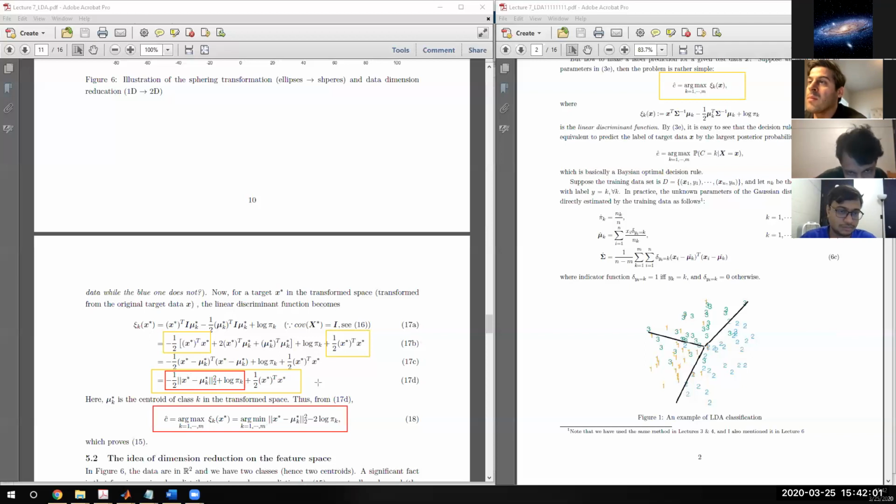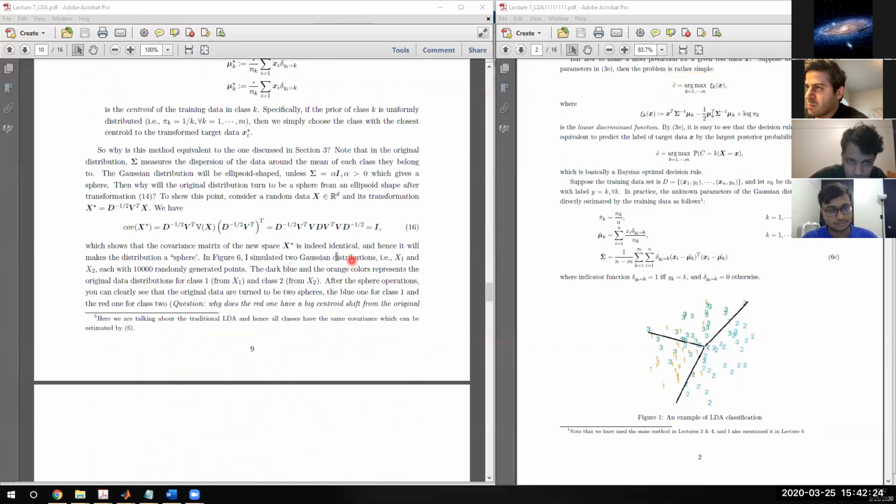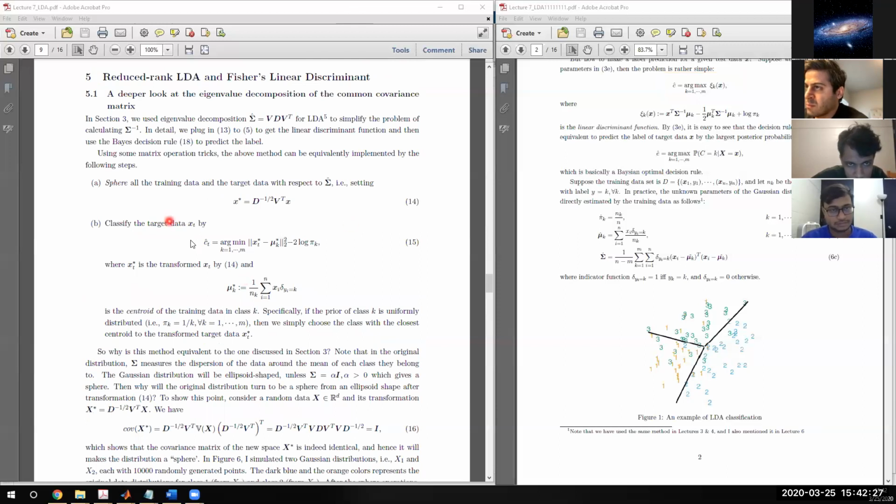See it? That's the reason why I claim maximizing the linear discriminant function under the transformed space is equivalent to minimizing this, because here I take the negative half out, so it becomes this minus 2 log pi k. That's the reason why I can do it in this way. And I proved that this one is really going to give you a sphere, and this one is equivalent to this. So exactly everything is the same.